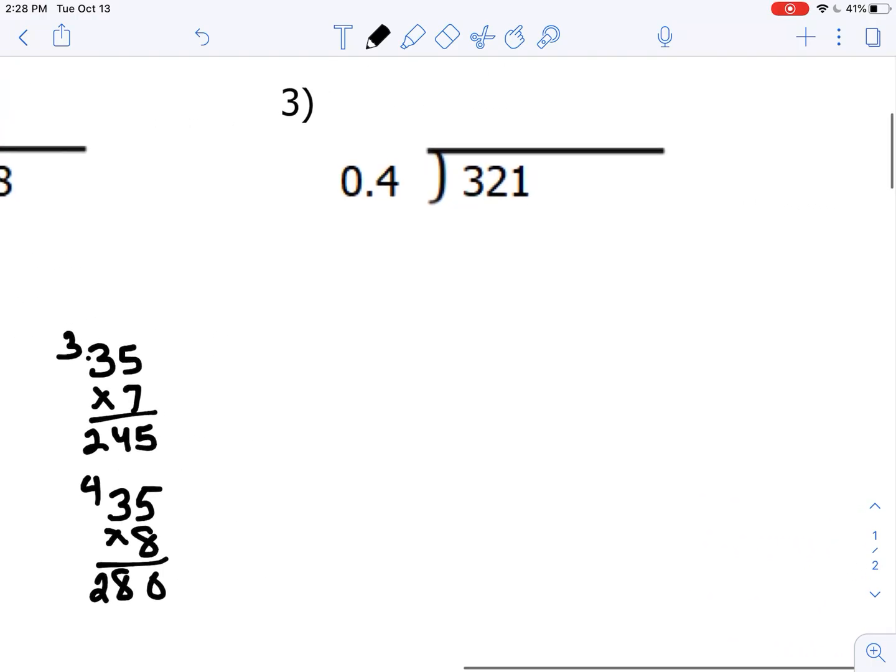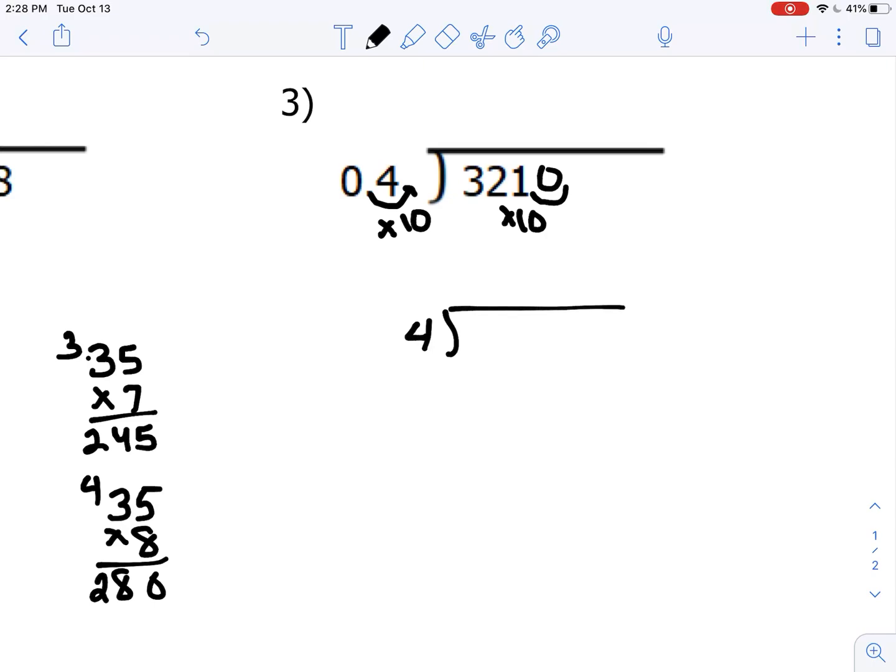All right, question number 3, 321 divided by 4/10. I'm going to move the decimal point over once. That means I'm multiplying it by 10. So I'd have to multiply 321 by 10 as well, making it 3,210. So now we're going to divide 3,210 by 4.